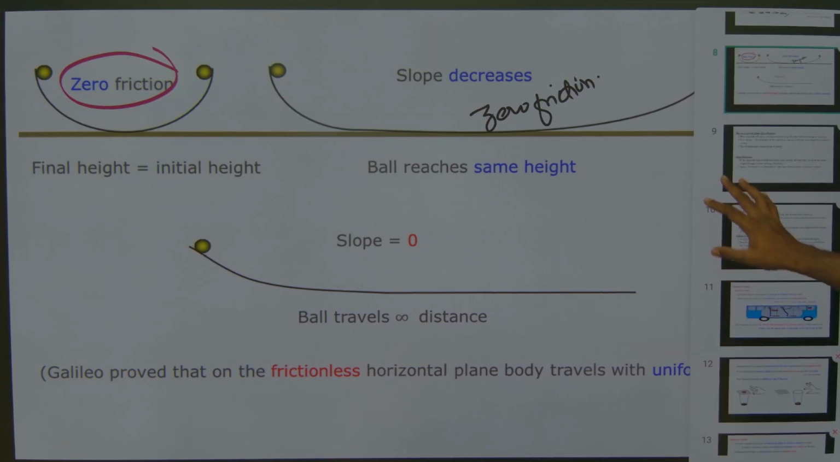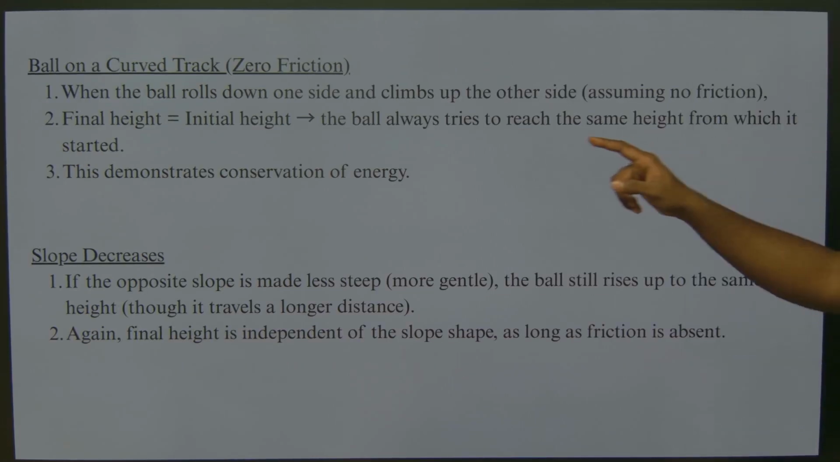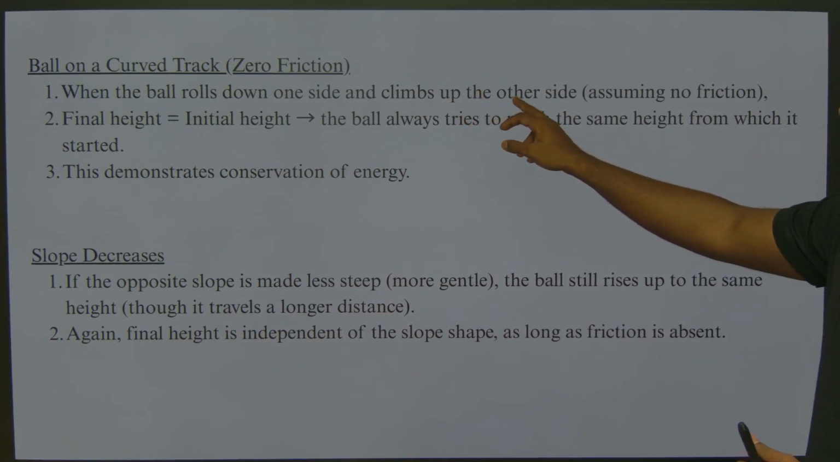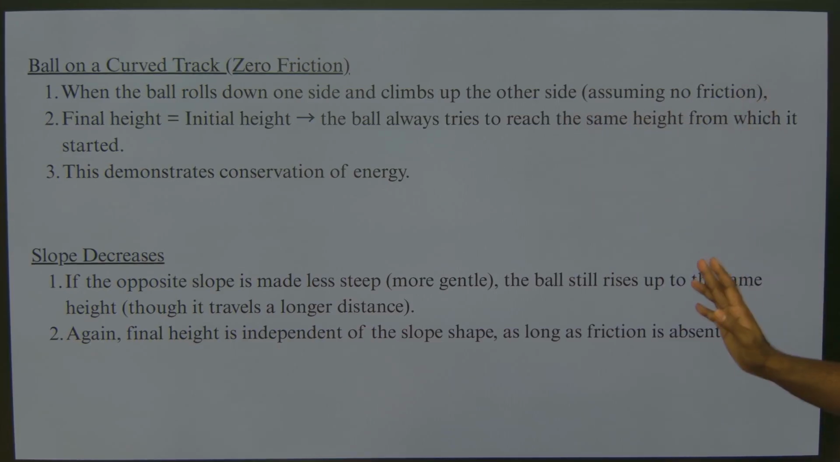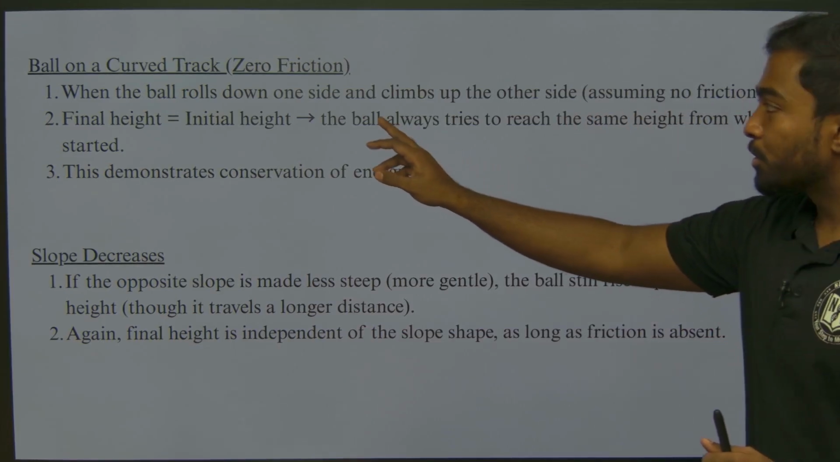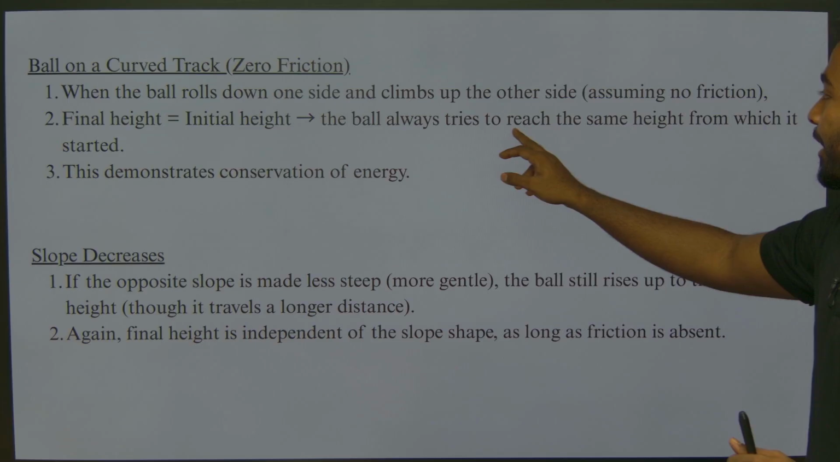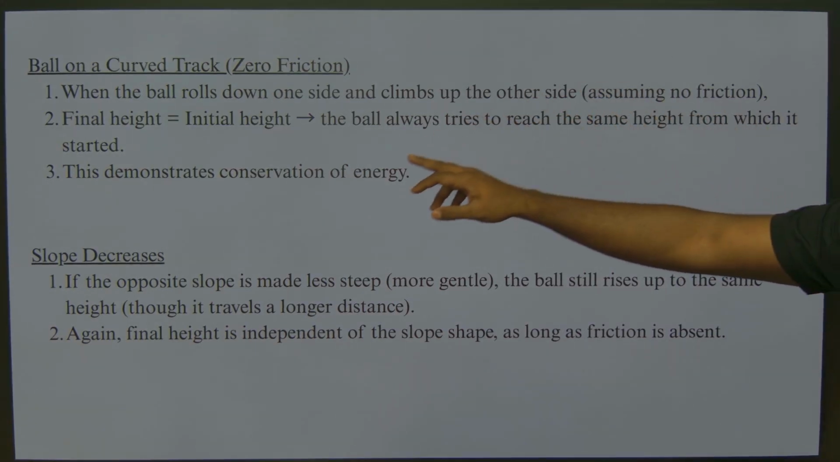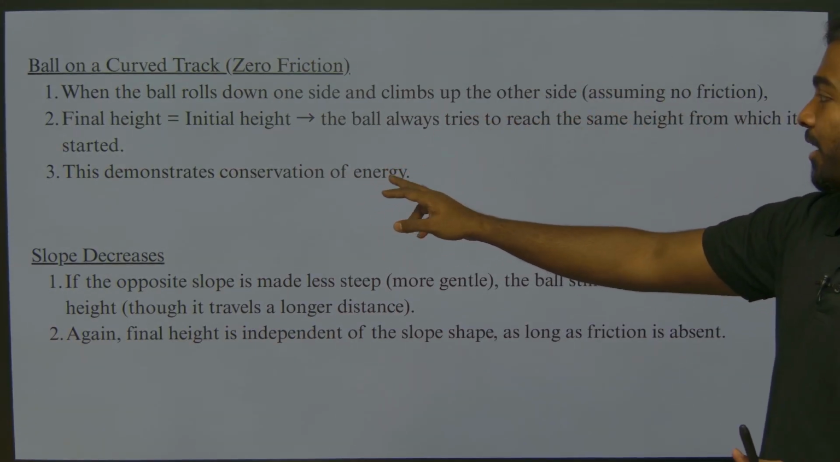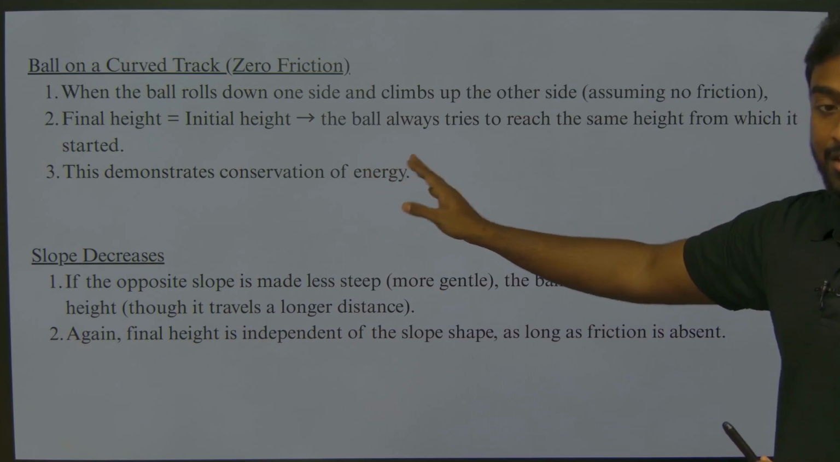Yeah. So I have explained over here. When a ball rolls down one side, it climbs up the other side, assuming no friction. So the final height will be equal to the initial height. The ball always tries to reach the same height from which it started. So this demonstrates conservation of energy.